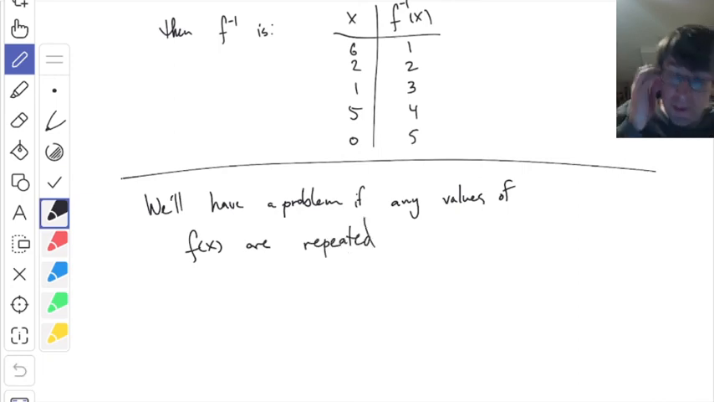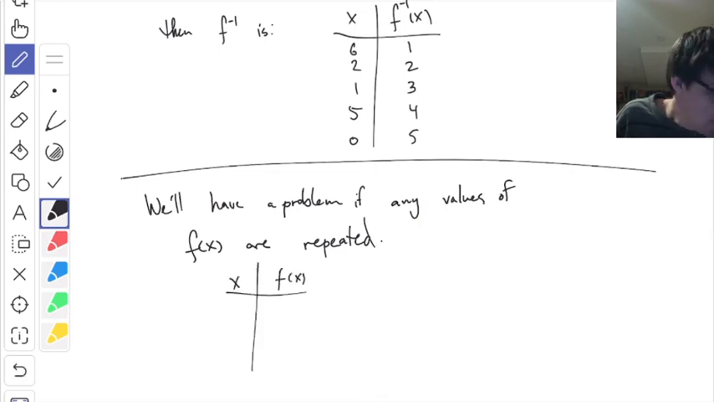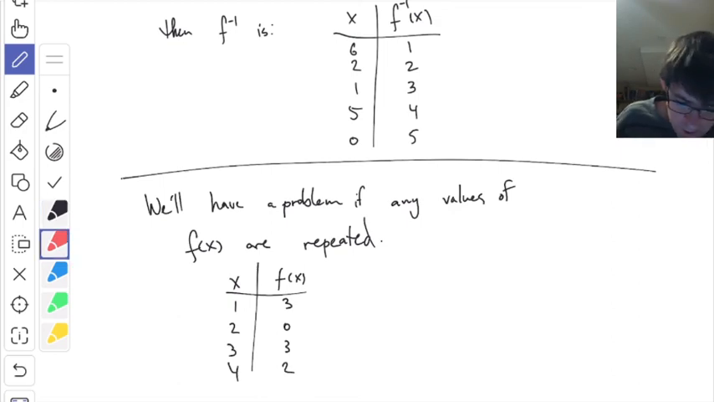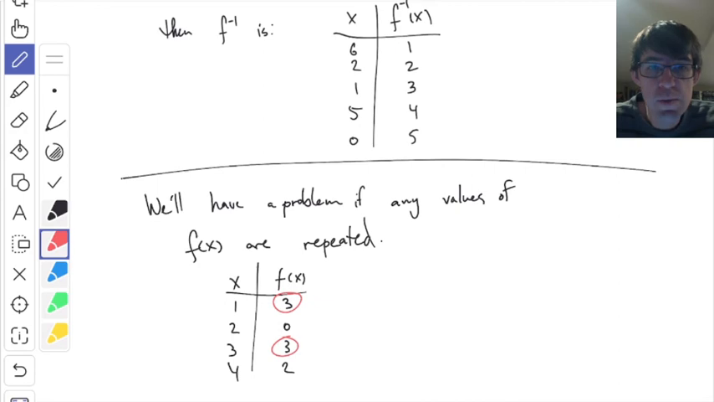For example, if I try to do the same thing with the chart, but I had a function like this, if x, let's say 1, 2, 3, 4 like that, and the values are 3, 0, 3, 2, if any values of f of x are repeated, what I mean is like this, right? You'll see 3 appears both times in the f of x column. What's the problem with that?